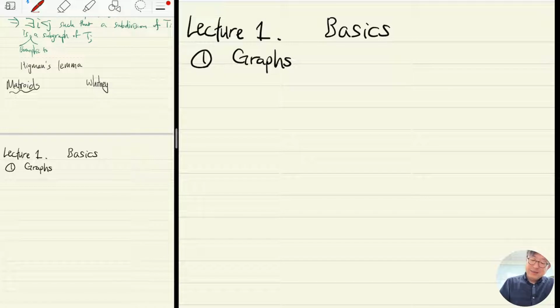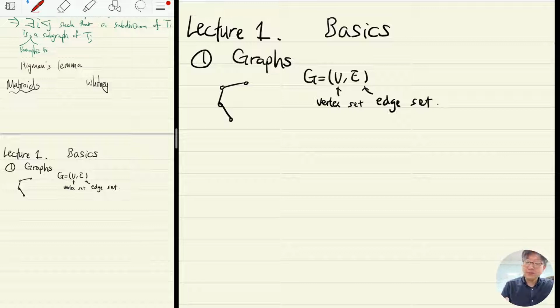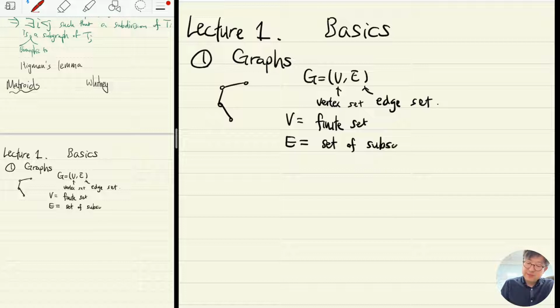Typically, we want to represent a graph as a pair of a vertex set and an edge set. Let me first remind you of the definitions that you may have seen. V is a finite set and E is a set of subsets of size 2 of V.